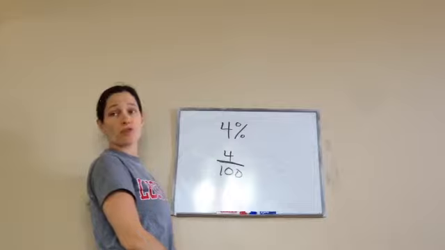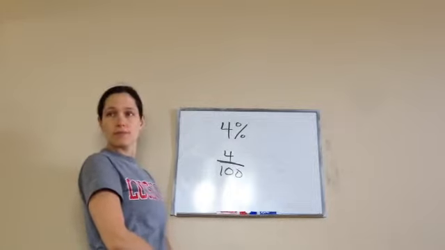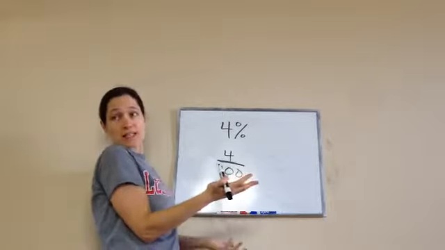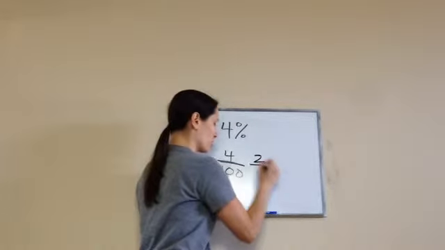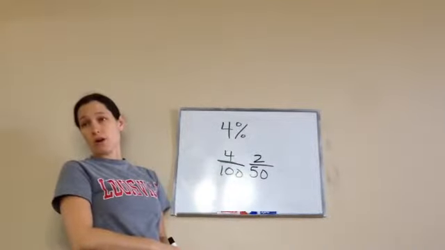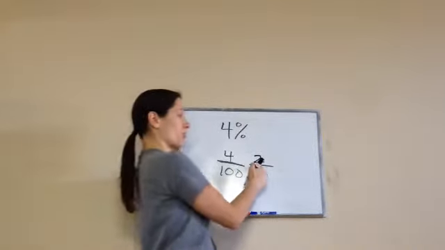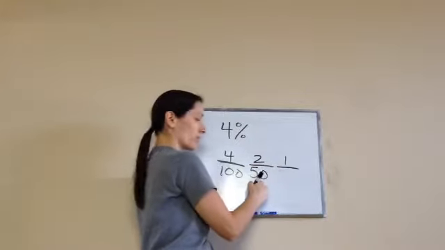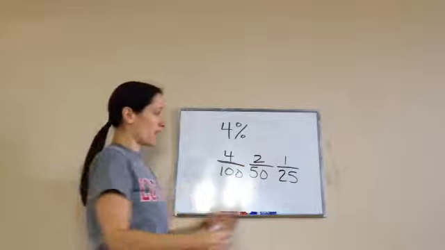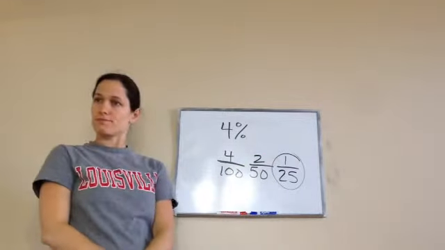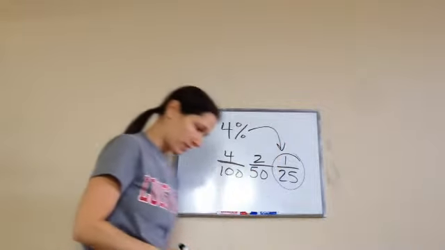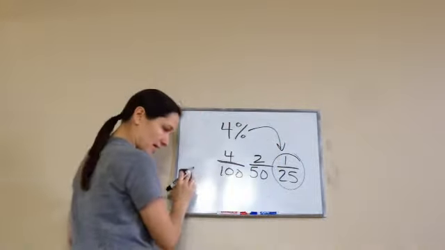So what will go into both 4 and 100? Let's just do 2. 2 divides it in half. So what's half of 4? 2. What's half of 100? 50. Will it reduce any more? Yeah, 2 will go into 2 1 time. 2 will go into 50, half of it, 25. So the answer is 1/25. So 4% as a fraction is 1/25. Got it? That is lesson 33.